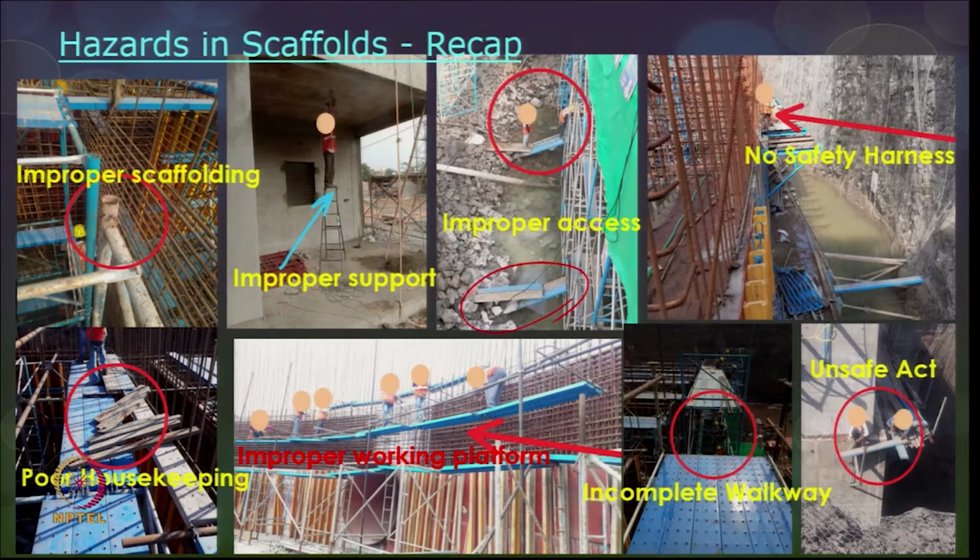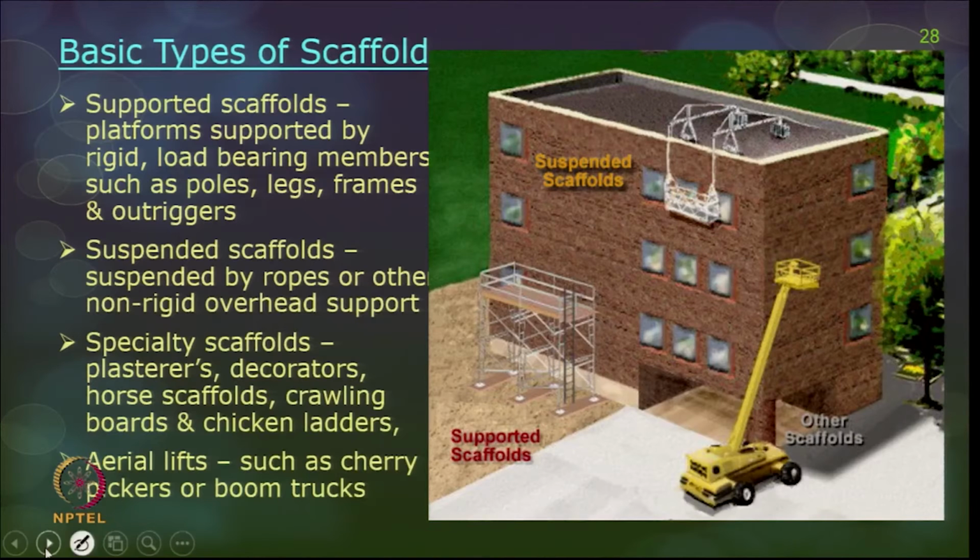Improper working platform: if you see here, all the planks are overlapped, not along the supports, and they should also be secured, so that the planks are not disturbed by the movement of people and material or equipment. If you see here, it is not properly fixed in place, and there is no safety harness for the worker working on the scaffold. Then incomplete walkway: the walkway itself has a huge gap or an opening. Unsafe act of using the scaffold for resting. So, these are some of the pictures to show what we have discussed on scaffolds.